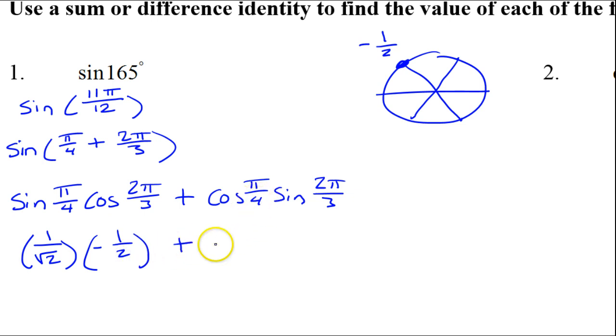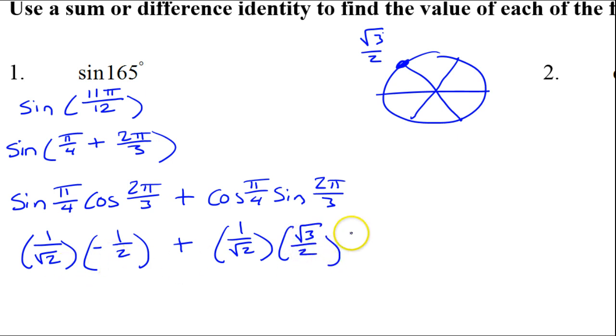The cosine of pi over 4, again, that's something that we've memorized. That's 1 over radical 2. And now how about the sine of 2 pi over 3? Well, the sine of pi over 3 is radical 3 over 2. The reference angle of 2 pi over 3, the sine of that will also be radical 3 over 2 because the sine is a y value. It's positive in the second quadrant. So this will be radical 3 over 2.